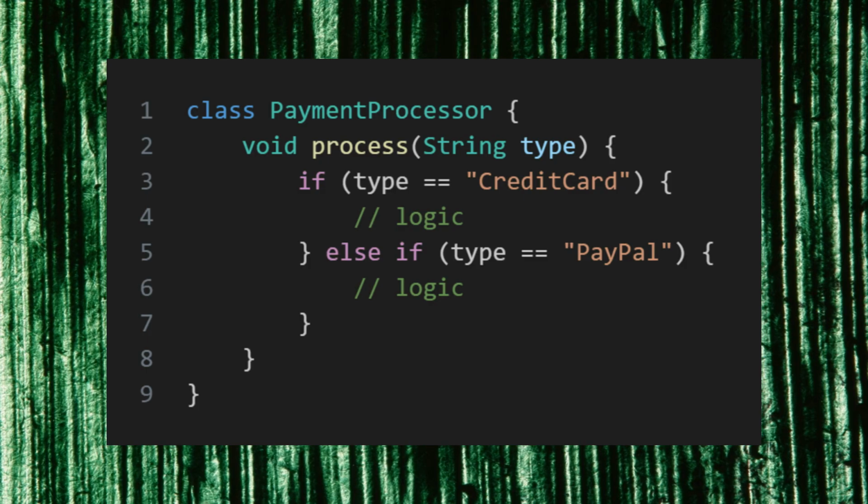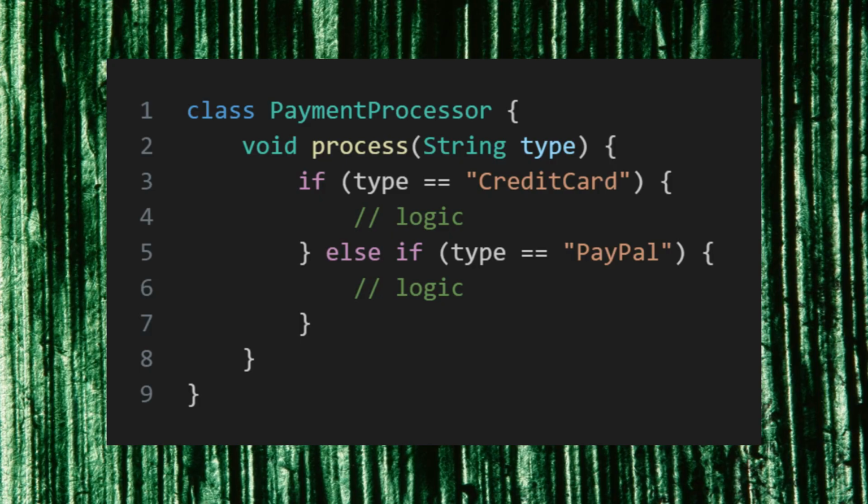Here is a payment processor class. It accepts a payment type and uses a switch statement. If it's a credit card, do this. If it's PayPal, do that. It works, but it's fragile. Every time the business wants to add a new payment method, say Apple Pay or Bitcoin, you have to open this file and modify this tested class.